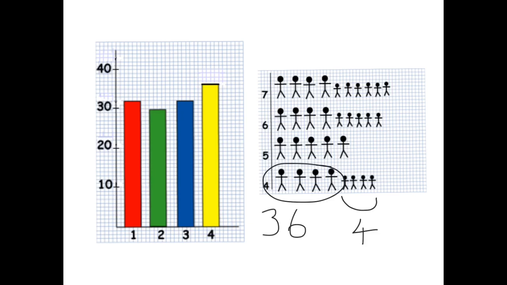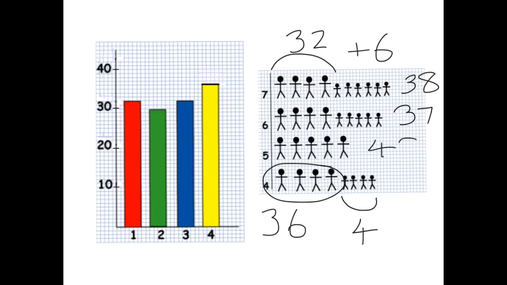So that would mean that in class 7 I would have 32 plus 1, 2, 3, 4, 5, 6. So I've got 38 children here. I'd have 32, 33, 34, 35, 36, 37 in class 6. And I'd have 5 lots of 8. I'd have 40 in class 5.